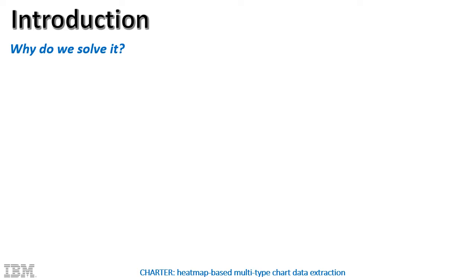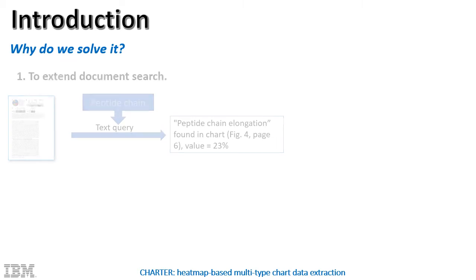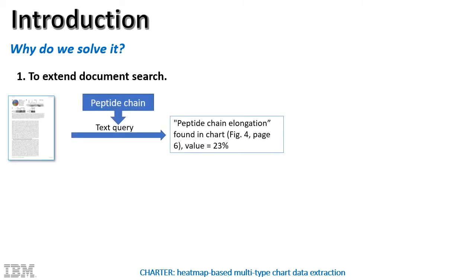So, why do we solve it? The described task is becoming more and more relevant in the light of recent research works and industrial products fusing the visual and textual domains. It is required to extend the document search from text only to graphical objects contained in the document and carrying important information.